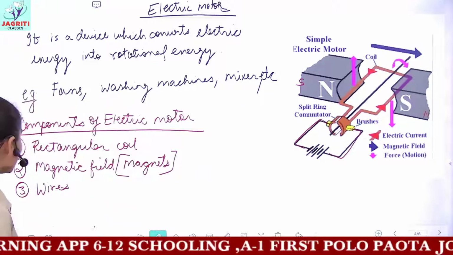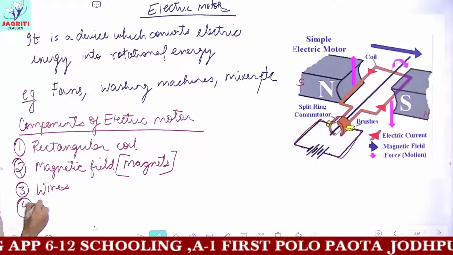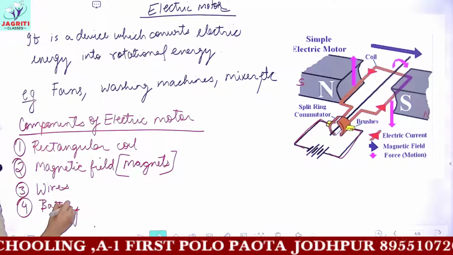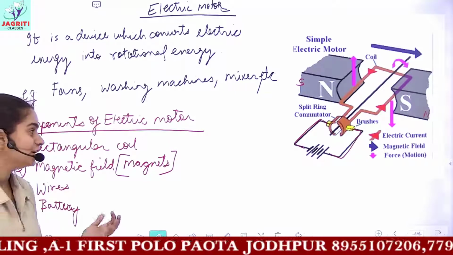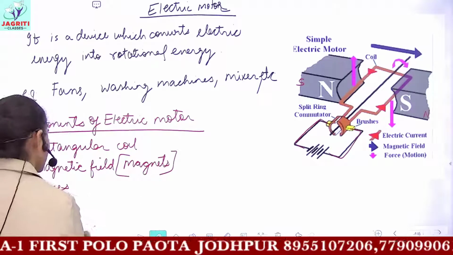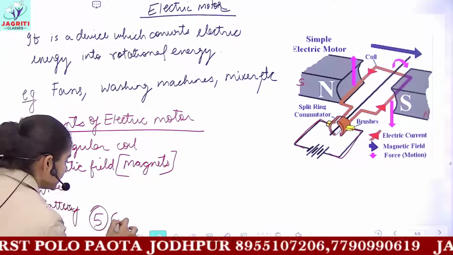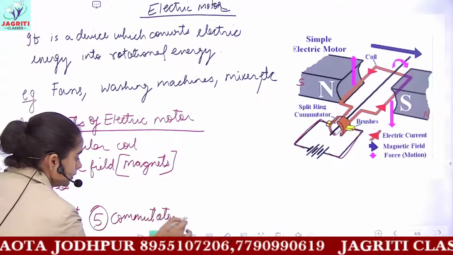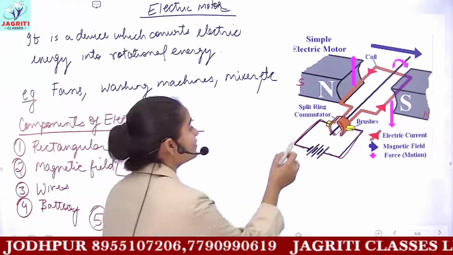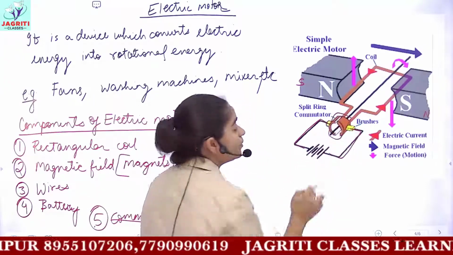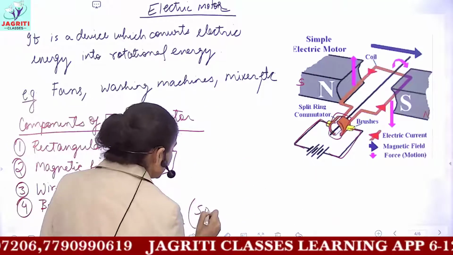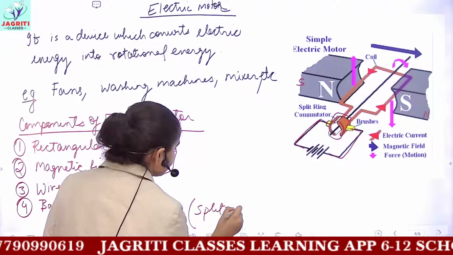Then another component you have is a source of potential difference, which would be the battery. So the battery is used as a source of potential difference. Then next we require the most important device here, called the commutator. So what is a commutator? This device is in the shape of split rings. The commutator is made up of split rings.